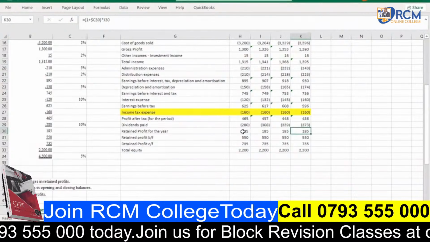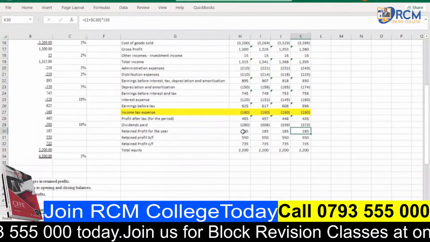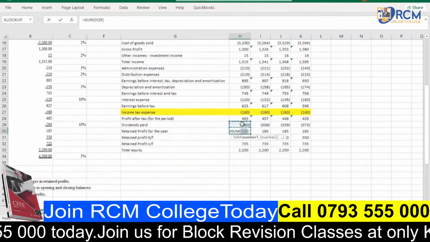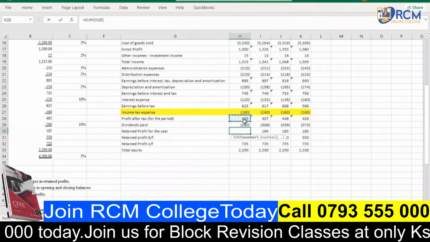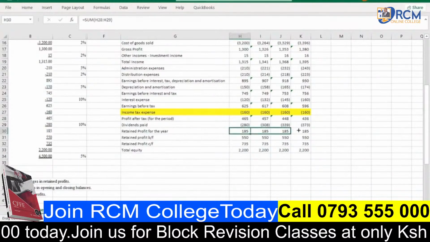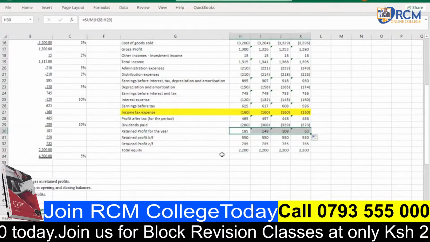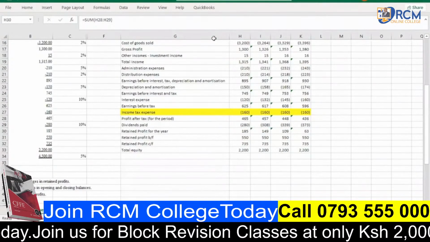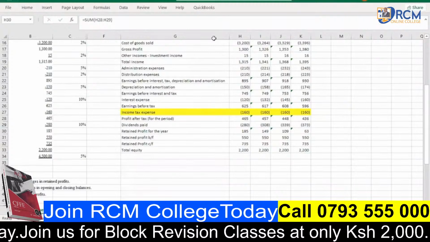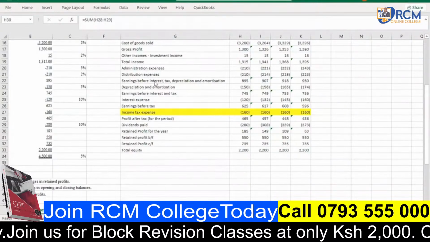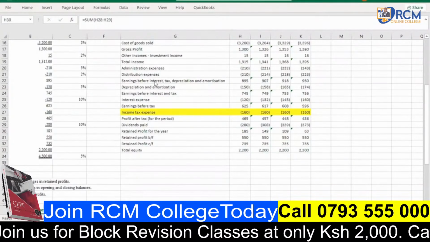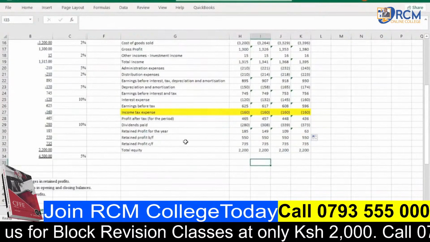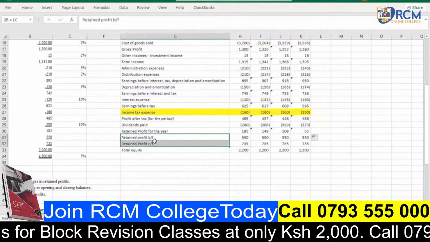Then we get retained profit for the year. Retained profit for the year is now the difference between those two. That is the retained profit for year. So if you are able to go through the video for the income statement, which I did not lock because it is useful for you during your exams, it helps you to get some concept on how to deal with retained profits.